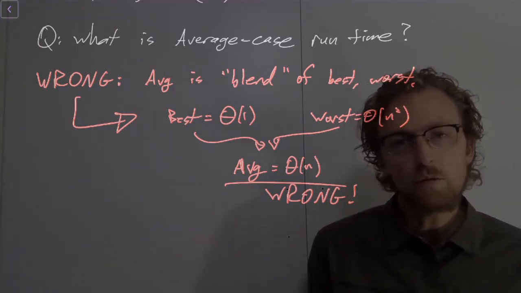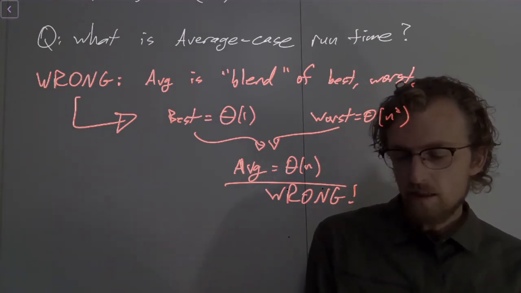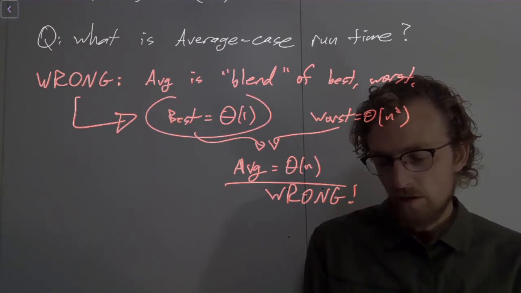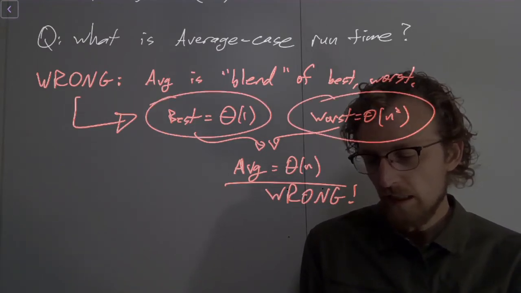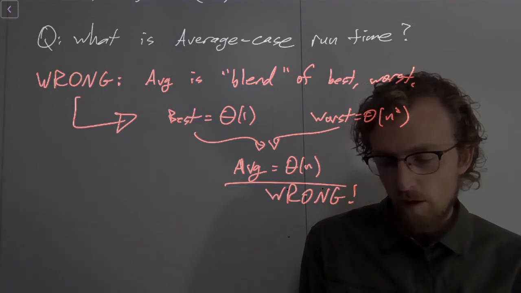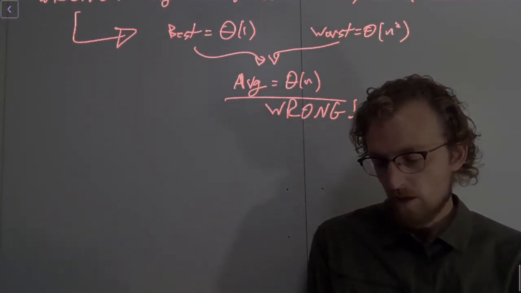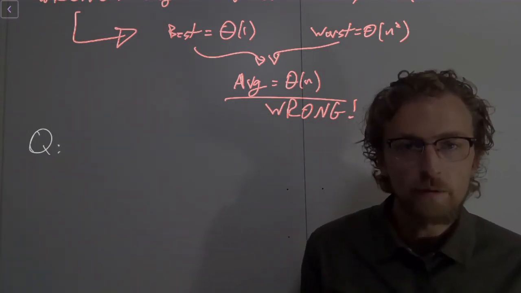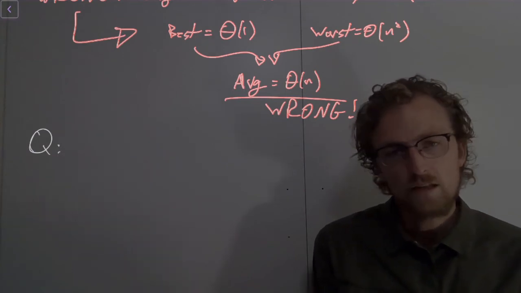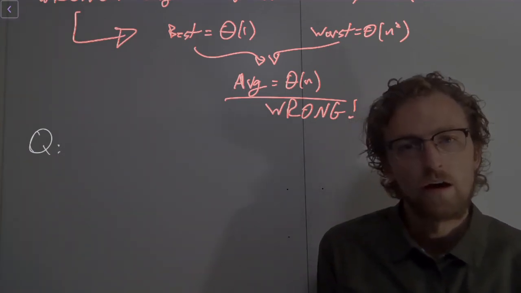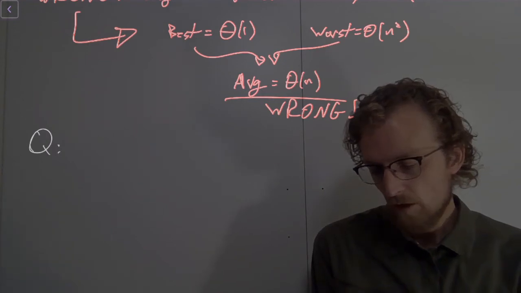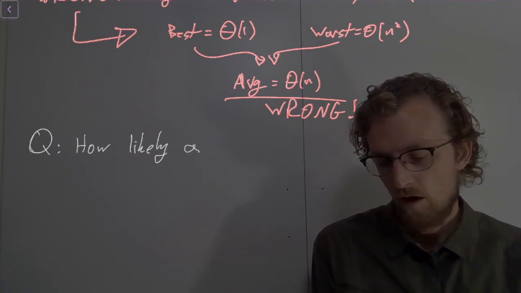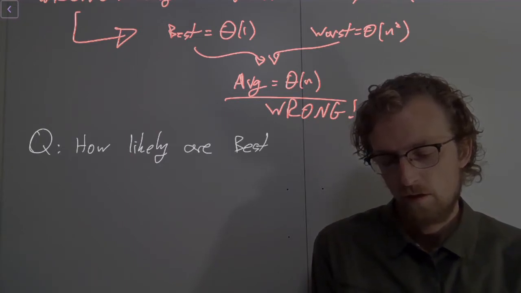And so the question that we really care about is something like this: how likely are these kinds of inputs? How likely is it that we run into a best case input versus a worst case input? This is the question that eventually will lead to being able to analyze something about an average case, but it's something we need to have a grasp of early on. How likely are best and worst case inputs?